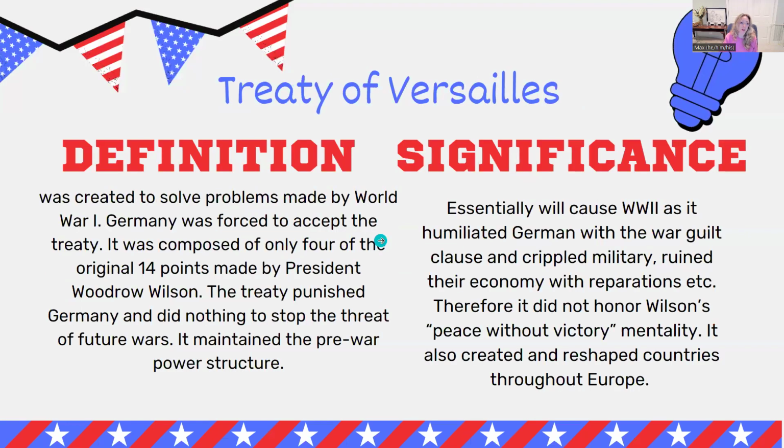Treaty of Versailles. It was created to solve the problems made by World War I. However, it didn't really actually address any. Germany was forced to accept the treaty. It was composed of only four of the original 14 points made by President Woodrow Wilson. The treaty punished Germany and did nothing to stop the threat of future wars and maintained the pre-war power structure.